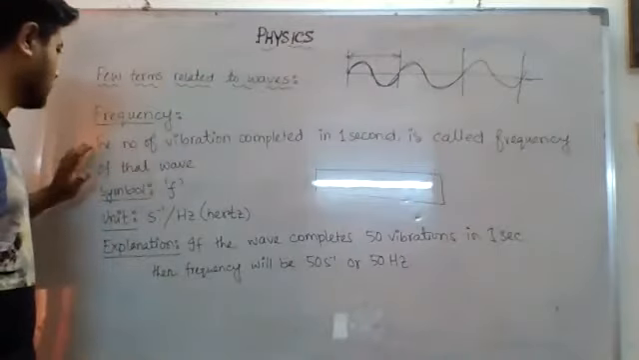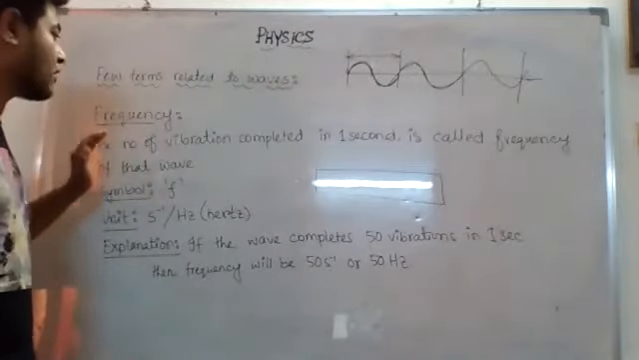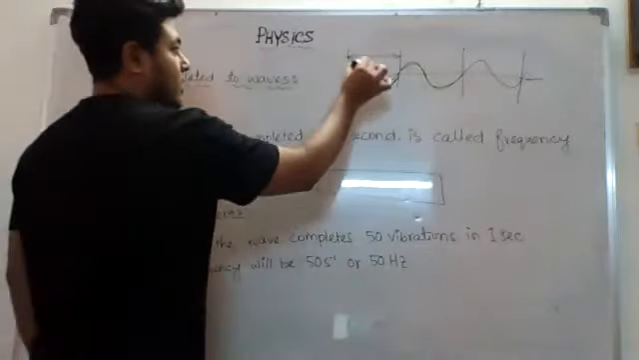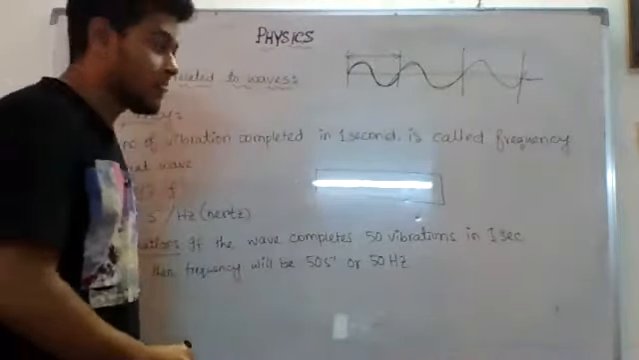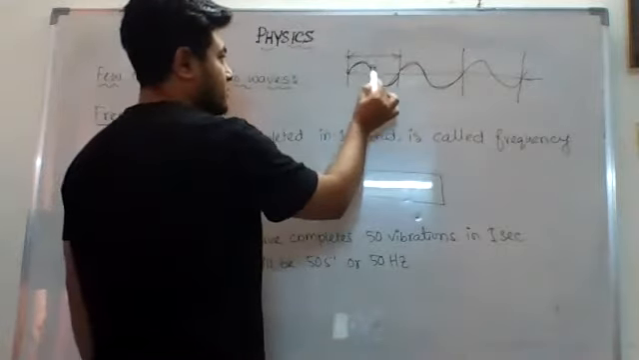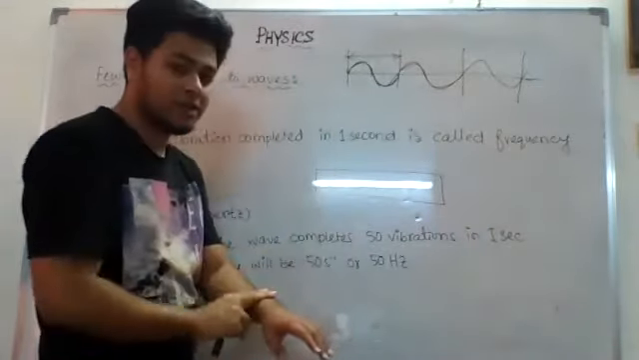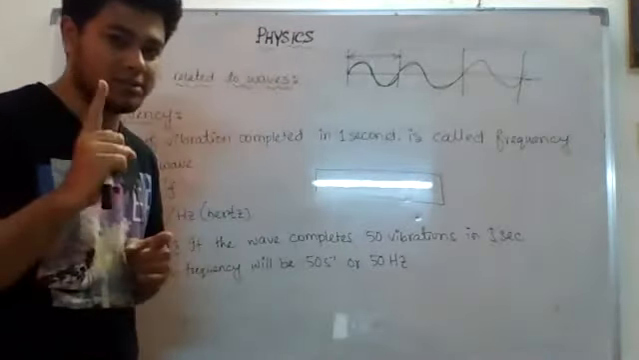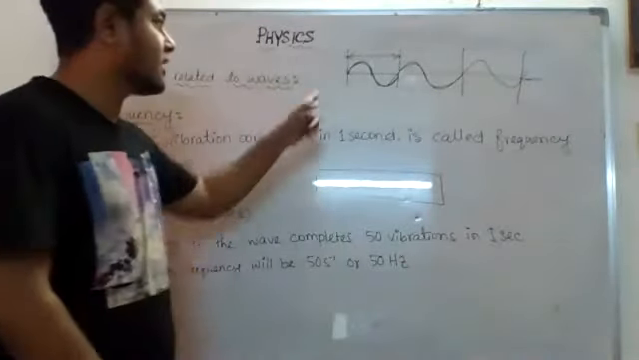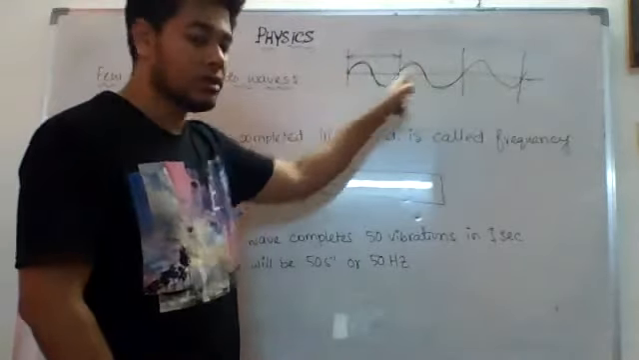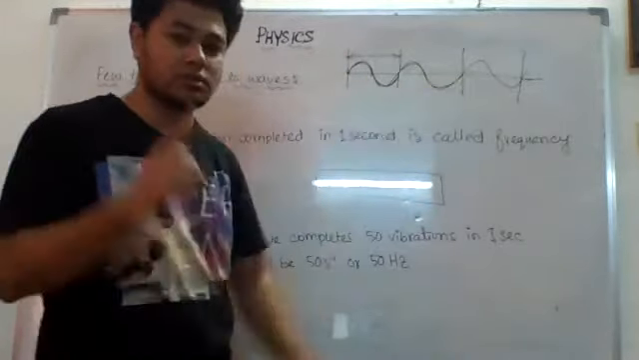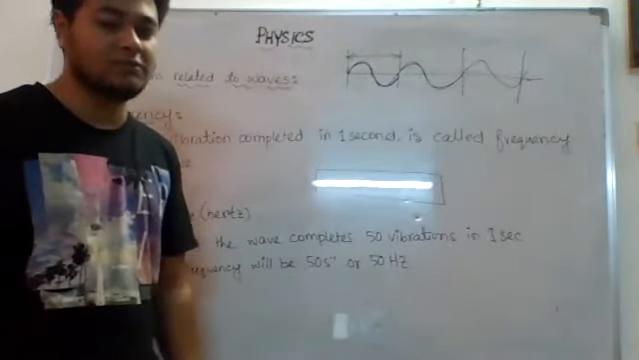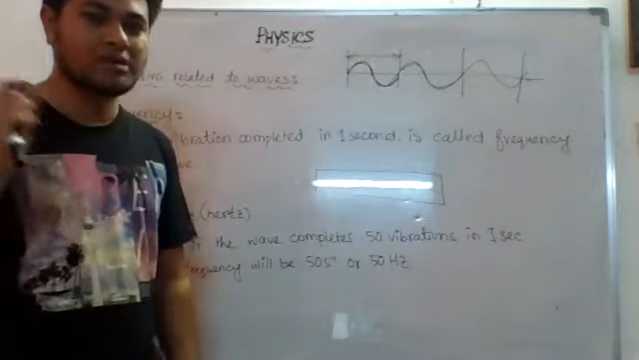Acha. So the frequency is the number of vibrations completed in 1 second. We said that this is one vibration, right? So this is one vibration. There will be some time taken for this. Then this is another vibration. Let us say in 1 second it completes two vibrations. One vibration, two vibrations. So I will say the frequency of this one is 2 per second.